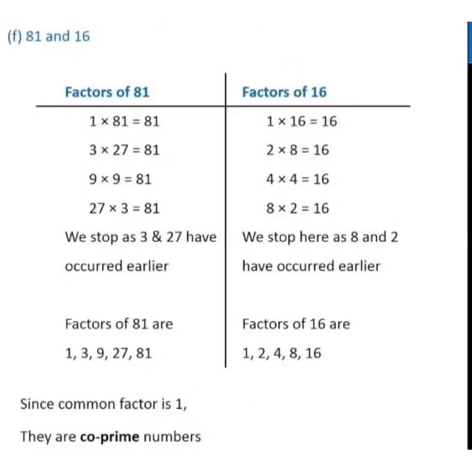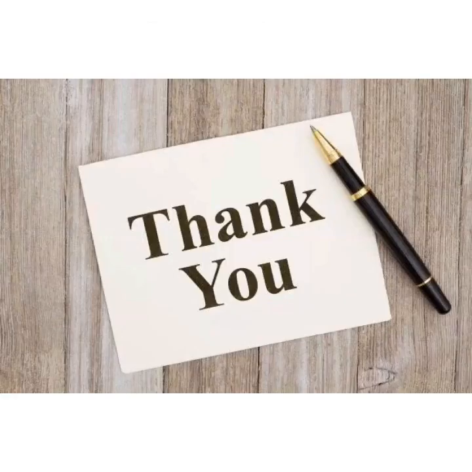Children, now 81 and 16. The factors of 81 are 1, 3, 9, 27 and 81, and the factors of 16 are 1, 2, 4, 8 and 16. Since the common factor is 1 only, these numbers, 81 and 16, are co-prime numbers.